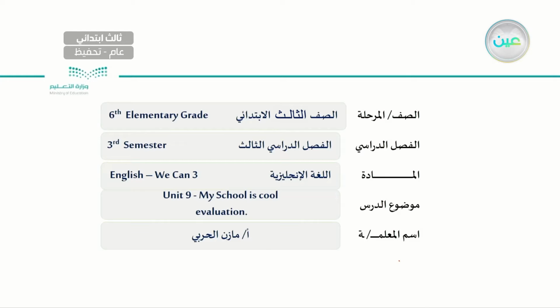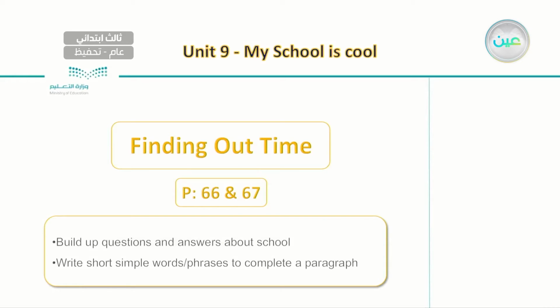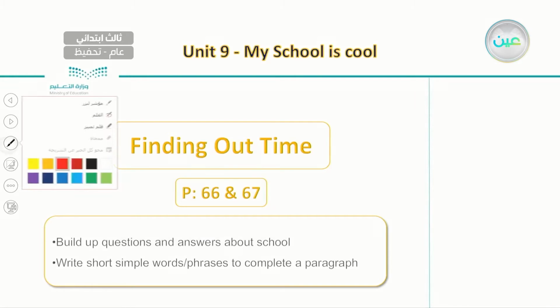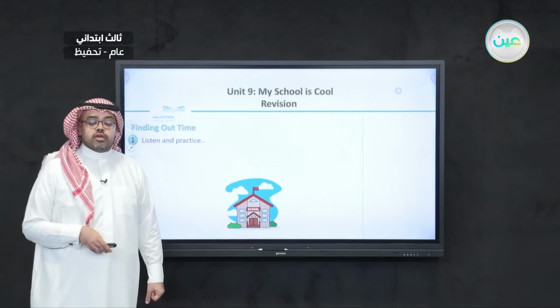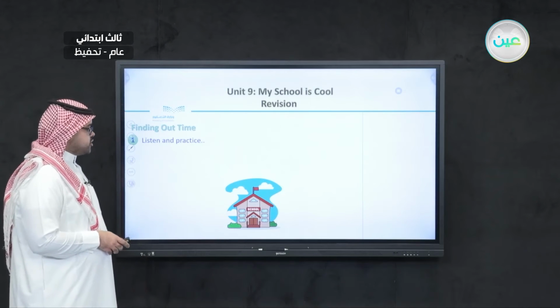So let's begin. The first lesson we had in this unit was called Finding Out Times, which can be seen on pages 66 and 67. Our goals in this lesson were to build up questions and answers about school and also to write short, simple words or phrases to complete a paragraph. So let's remind ourselves of the lessons on page 66.